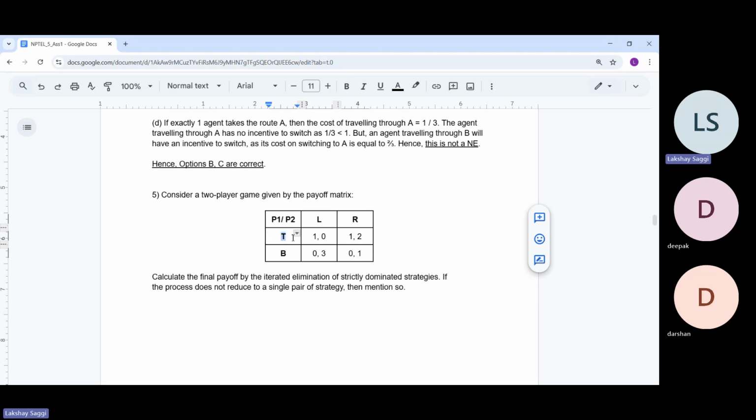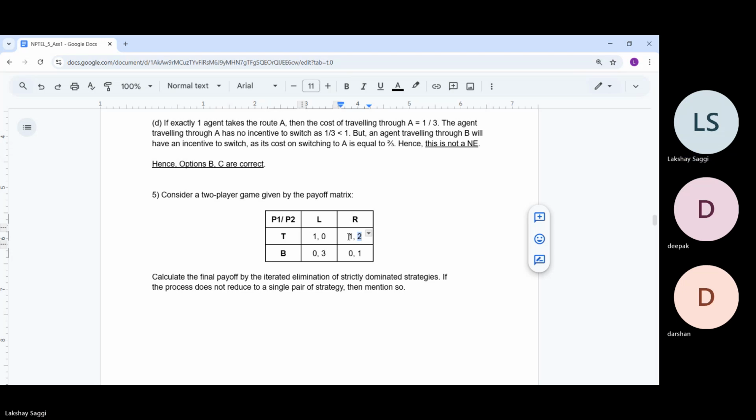So if the row player plays T, then the column player on playing L gets a payoff of 0, whereas on playing R gets a payoff of 2. So if the row player had played T, then R is a strictly better strategy than L. But if the row player had played B, then if the column player played L, the payoff is 3, and on playing R, the payoff is 1. So in this case, if the row player played B, then strategy L was a better strategy than R. But if the row player played T, then strategy R was a better strategy than L.